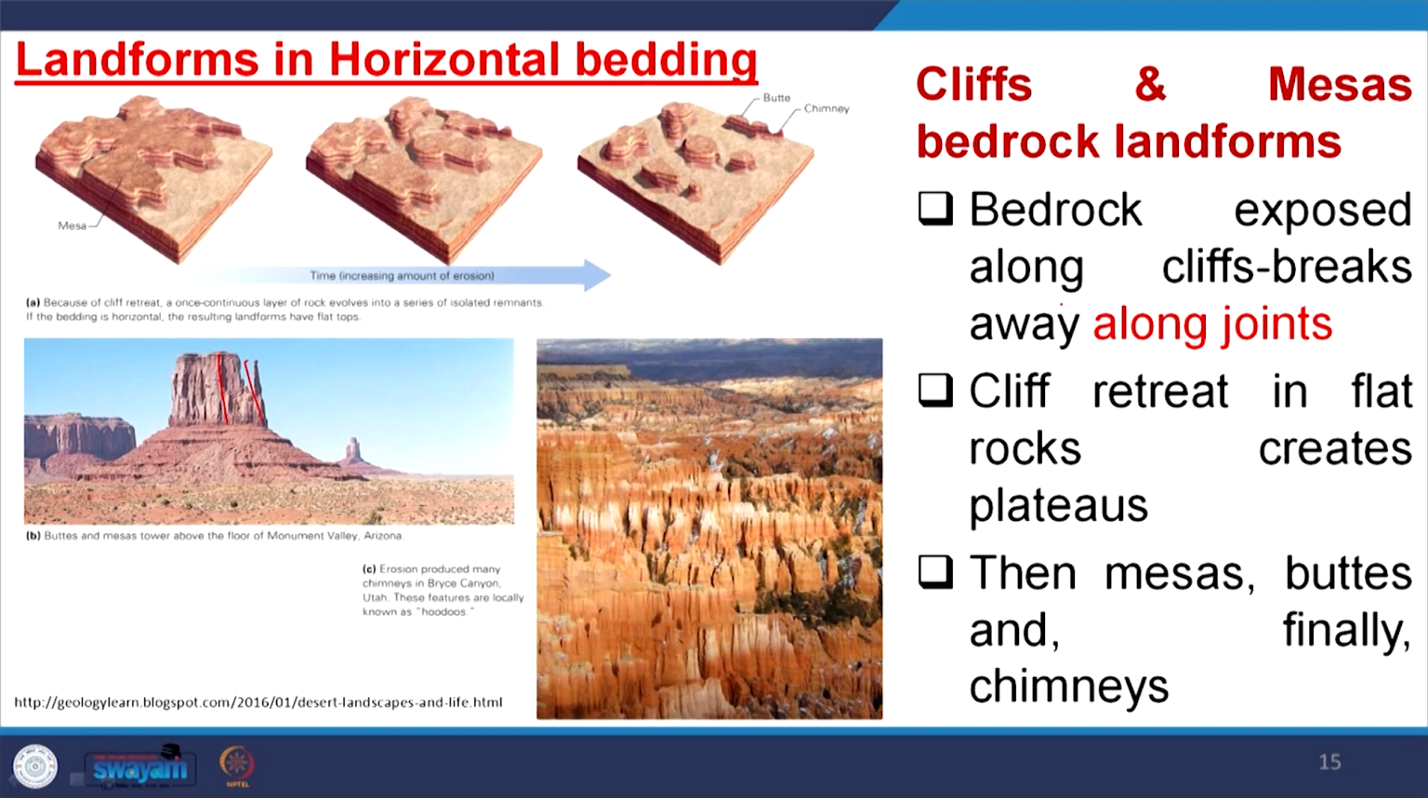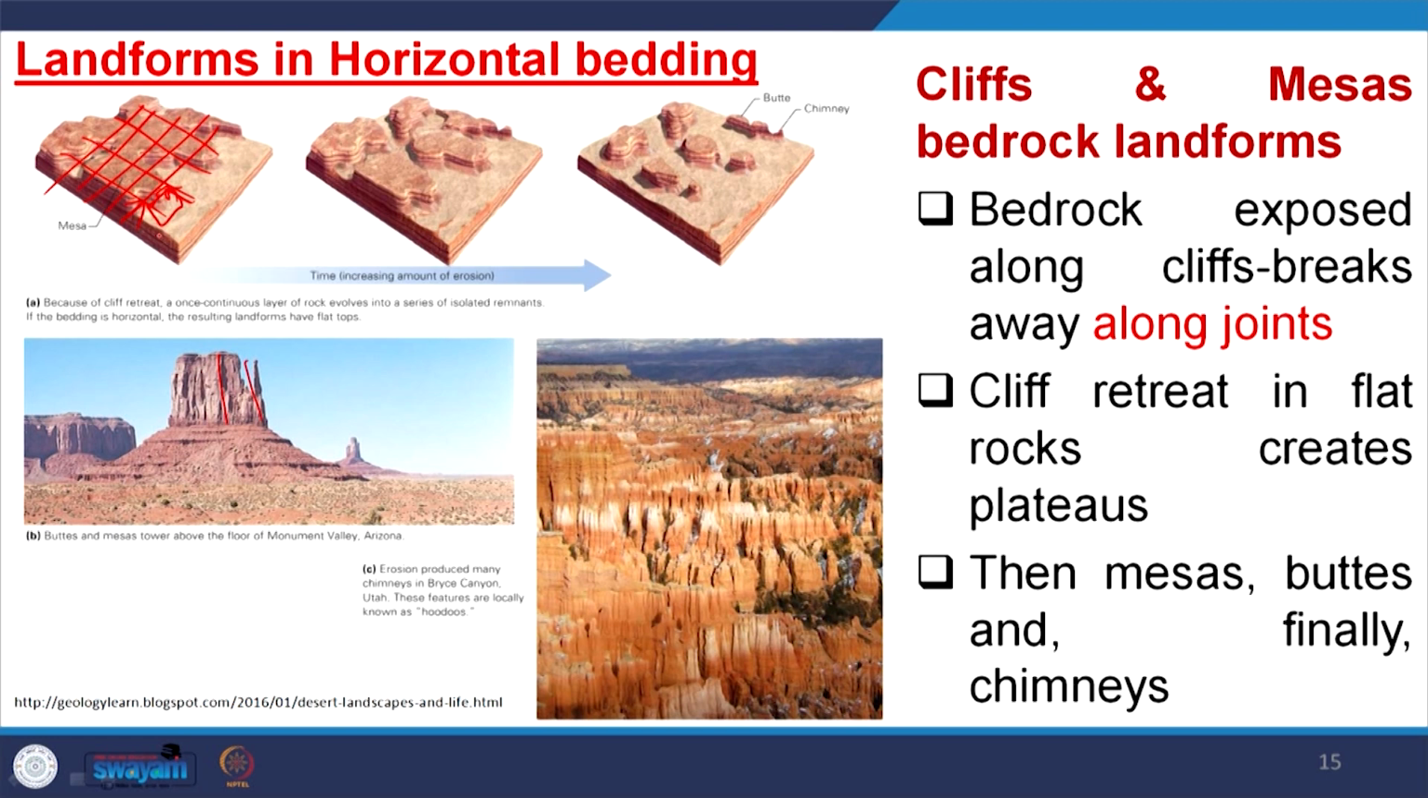Bedrock exposed along a cliff breaks away along joints. We have different joint surfaces. Suppose one set of joints is like this, and another set of joints is like this. Through these joints wind action and abrasion will occur. Gradually abraded material is removed by deflation, and the joints widen with time. This side joint is migrating inward, and this side joint is migrating inward. When the two sets of joints join together, a part of the rock is isolated.